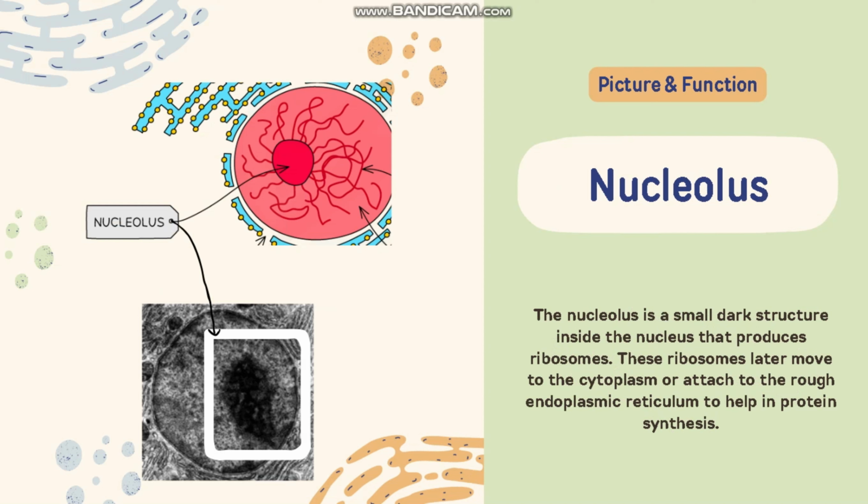The nucleolus. It's a small dark structure inside the nucleus that produces ribosomes. These ribosomes later move on to the cytoplasm or attach to the RER to help in protein synthesis. It's that dark patch that you can see in the picture.